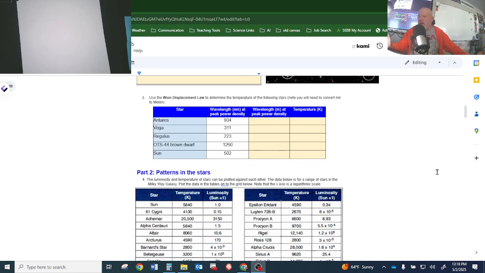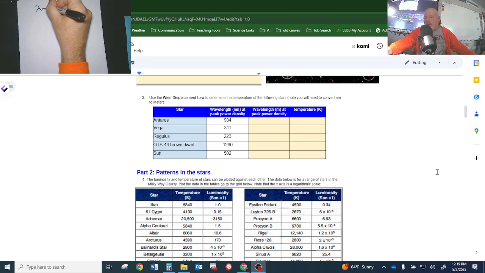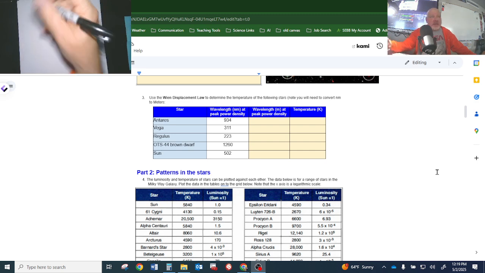Now, Wien's law has to deal with this little symbol right here. That is the maximum wavelength of light that we're measuring, what color of light we're looking at. And remember, the color relates to the temperature. So this is Wien's displacement law, a way of measuring the color of the temperatures. So this is lambda, lambda max.